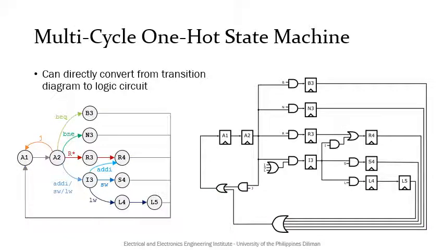The one-hot encoding state machine for our multi-cycle implementation must be the one shown on the right. Note that we have one flip-flop for each of the states. From A1, the next state is always A2. So we just connect the Q output of A1 to the D input of A2. From A2, only one among B3, N3, R3, I3, and I1 must be set on the next clock cycle.